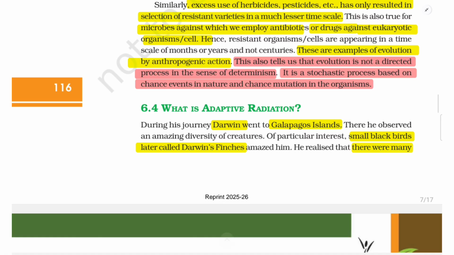Similarly, excess use of herbicides, pesticides, etc. has only resulted in selection of resistant varieties in a much lesser time scale. This is also true for microbes against which we employ antibiotics, or drugs against eukaryotic organisms or cells. Hence, resistant organisms or cells are appearing in a time scale of months or years and not centuries. These are examples of evolution by anthropogenic action. This also tells us that evolution is not a directed process in the sense of determinism. It is a stochastic process based on chance events in nature and chance mutation in the organisms.